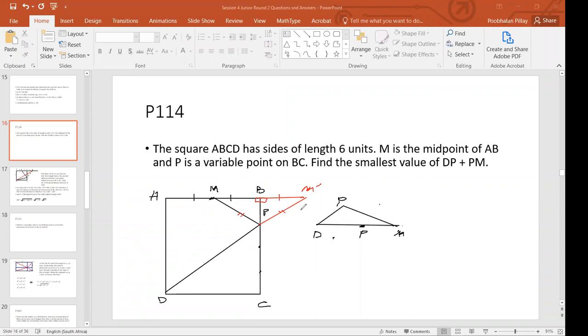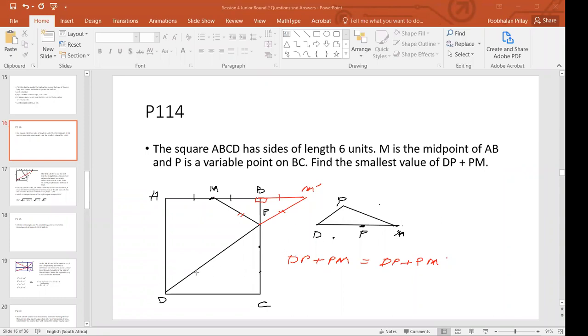Right. Now, why did I do all this? Because this dP plus PM in my diagram. Now, notice I said that PM is the same as PM prime. So it's the same as dP plus PM prime. So now you want this dP plus PM prime to be as small as possible, right? And what did I say earlier on? I said that if that point lies on this line DM prime, then that makes it as small as possible.